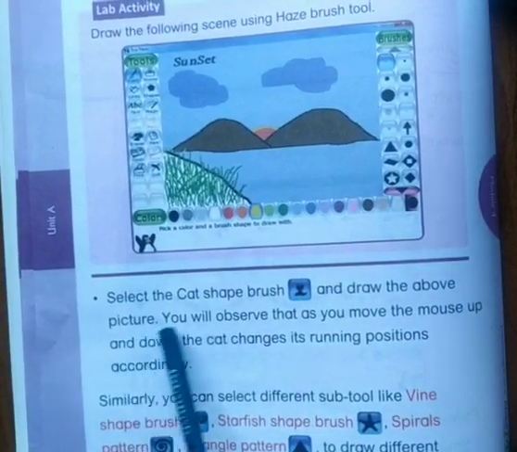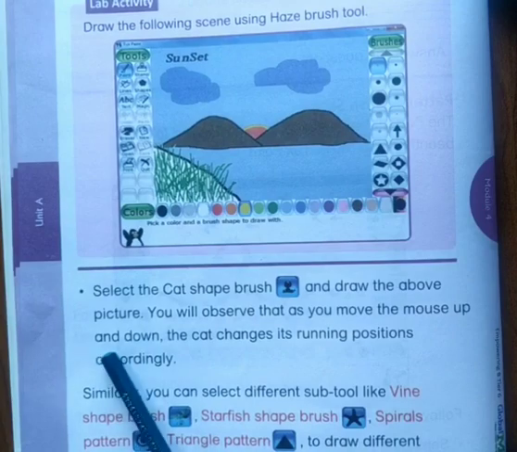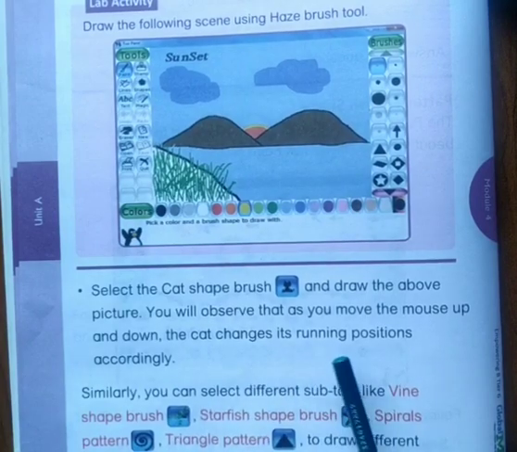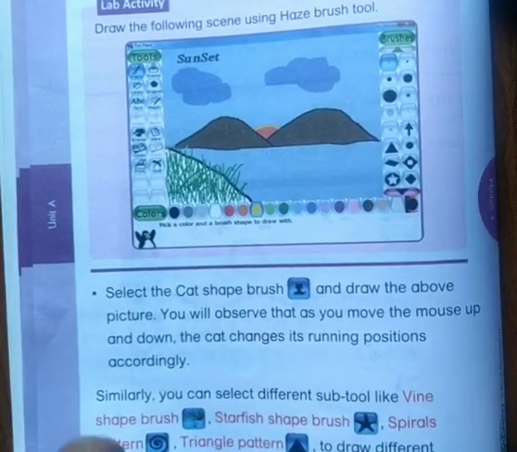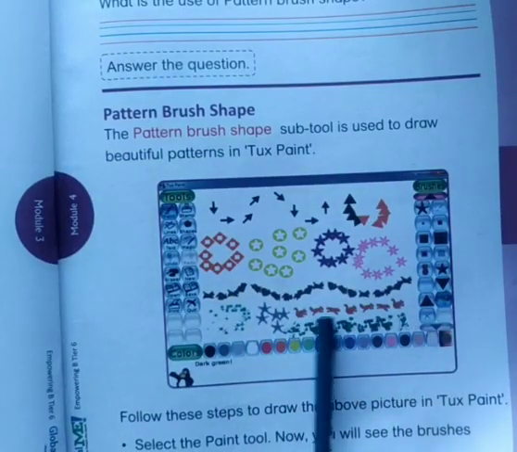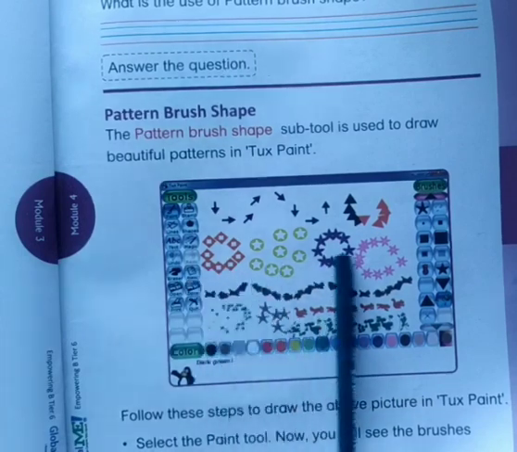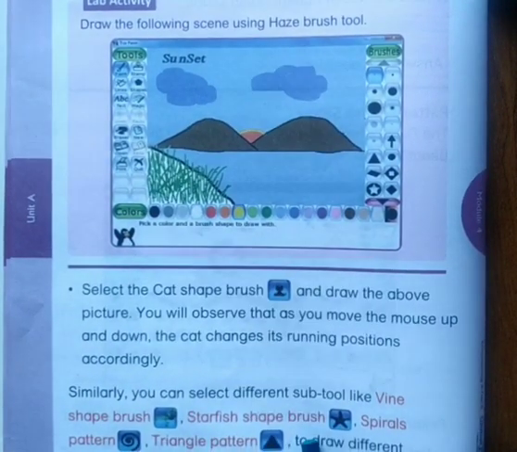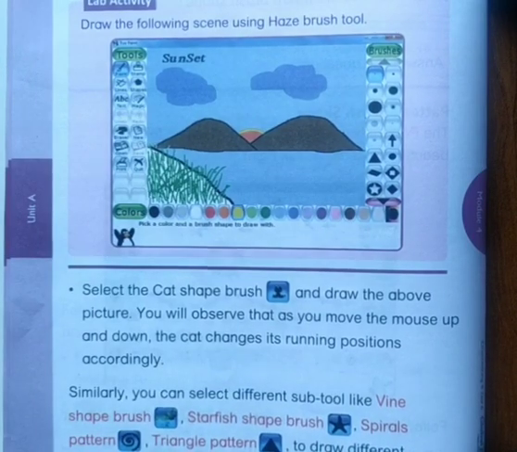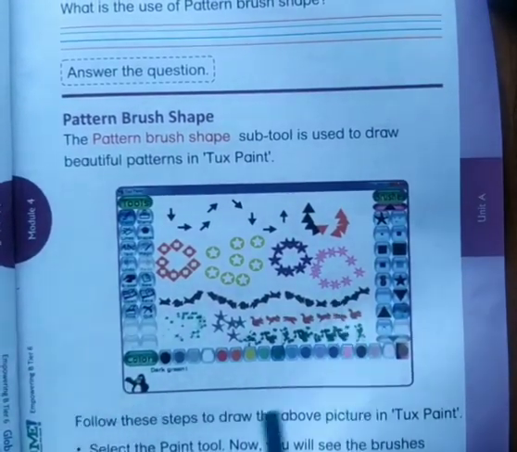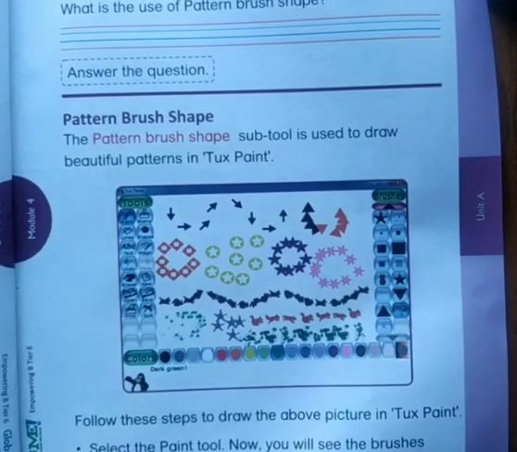See, they have given: select the cat shape tool and draw the above picture. You will observe that as you move the mouse up and down, the cat changes its running position accordingly. Means if you start drawing, if you move the mouse pointer up and down, it will change its position. Then if you move like this, the cat print will be printed. Have you got it? Next, similarly you can select the subtools like vine shape brush, starfish brush, spiral pattern, triangle pattern to draw different patterns. See here in this picture you can see the different patterns, right? By using the tools only they are drawing it. Have you got it, children? Thank you.